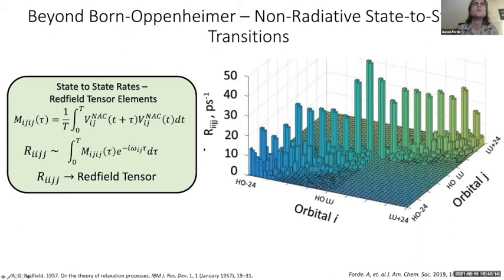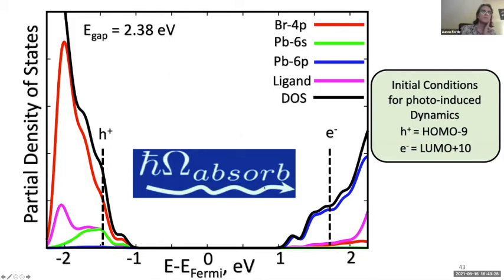Yeah, I don't have anything else interesting to say about them at the moment. But then these are used as the state-to-state rates for the dynamics. And then to choose initial conditions, we choose a bright photoexcitation state. So we choose HOMO minus 9 and LUMO plus 10, which would be these states as visualized within the density of states. So they're like, I don't know, 0.3 deep into the valence band and then like 0.7 into the conduction band.